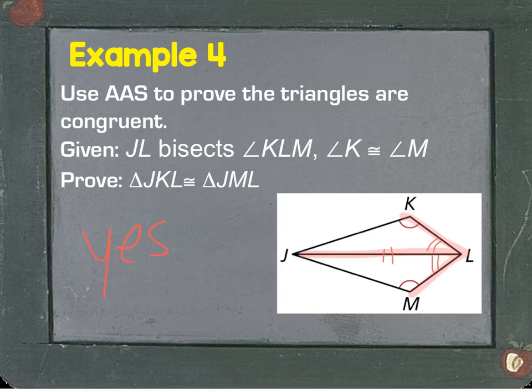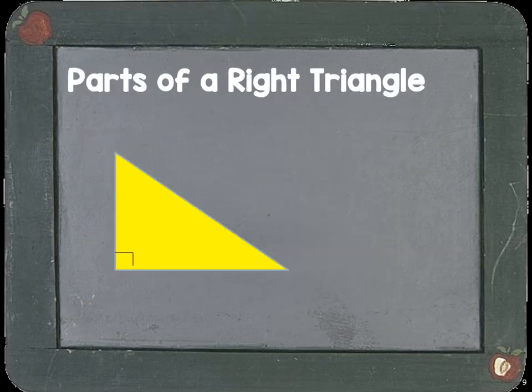So that's angle, side. Now we have one last thing. Can you guys tell me the parts of a right triangle? The lines, the angle, the 90 degrees. What are the lines called? Hypotenuse. The hypotenuse. Base. So this line here is the hypotenuse.